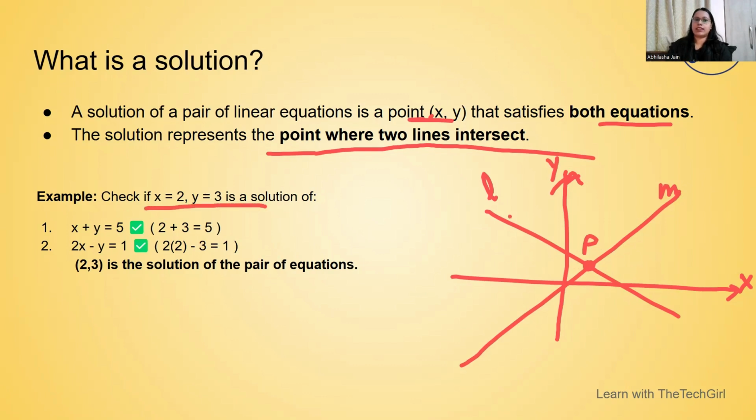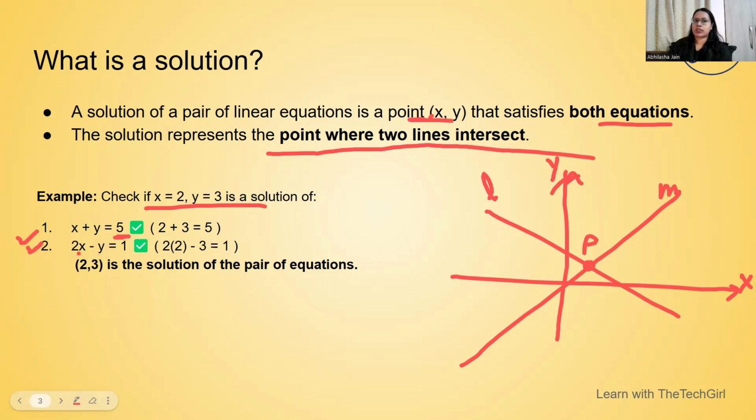Let's check whether x is equal to 2 and y equal to 3 is the solution for these pairs. Okay. How do we check that? So we put the x and y values in both the equations to see whether they are equal or not. So x is equal to 2 plus y is equal to 3. 2 plus 3 is equal to 5, which is the right hand side. So yes, it is the solution for the first equation.